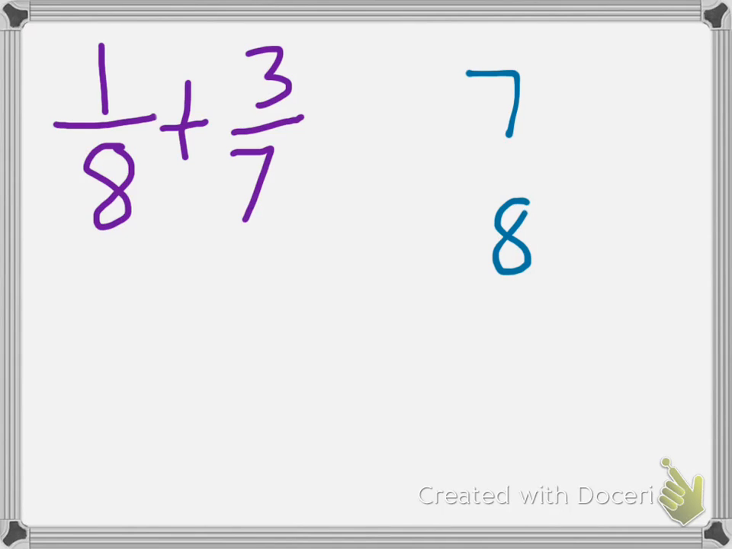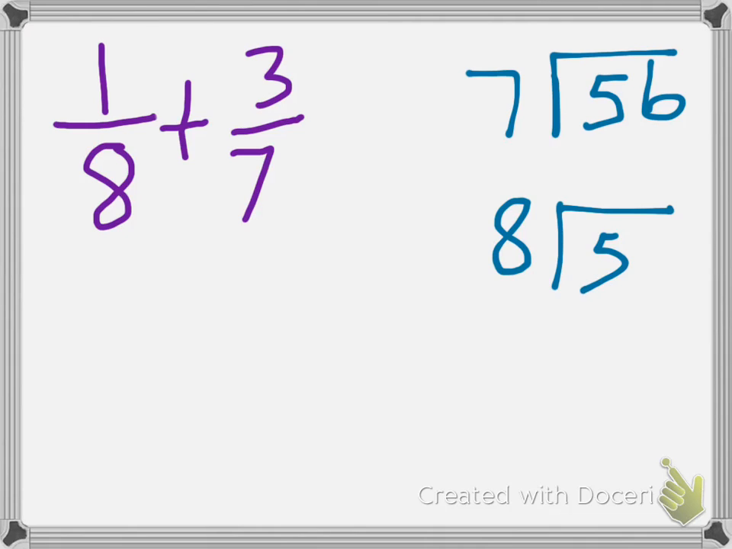So I'm going to write 7 and 8 down and find a number that 7 and 8 can divide into. So 56 is divisible by 7 and 8. 7 goes into 56 8 times. 8 goes into 56 7 times.